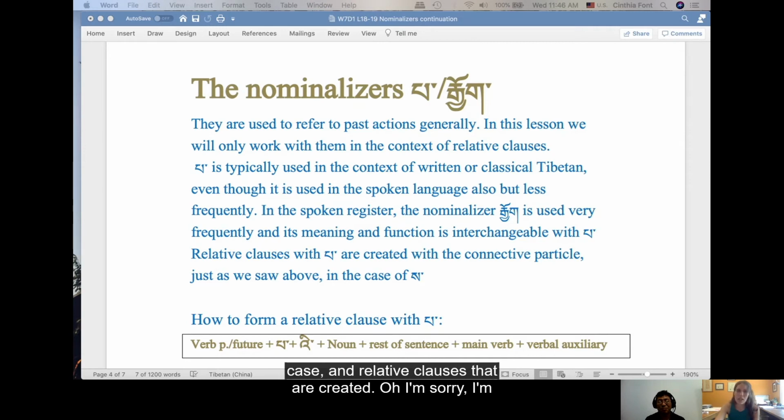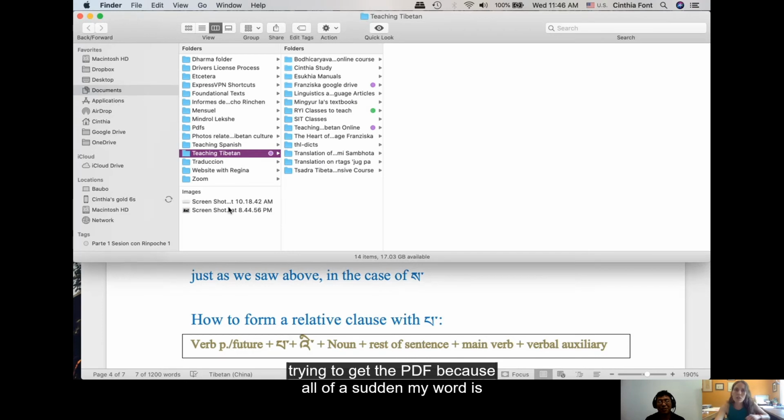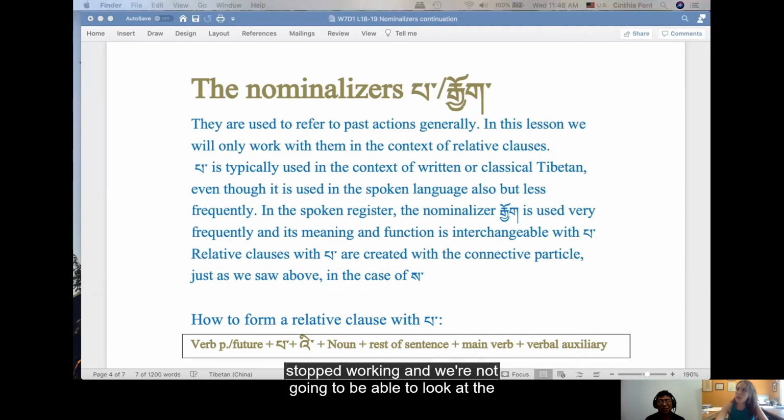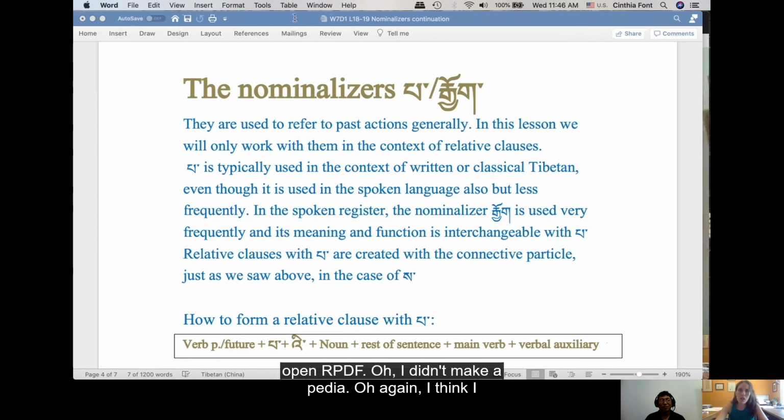And the relative clauses that are created, oh, I'm sorry, I'm trying to get the PDF because all of a sudden my Word stopped working and we're not going to be able to look at the sentences. So please just bear with me for 1 second until I can open our PDF. Oh, I didn't make a PDF. Oh, again, I think I didn't make a PDF of it. All right. It's taking time. What can we do?